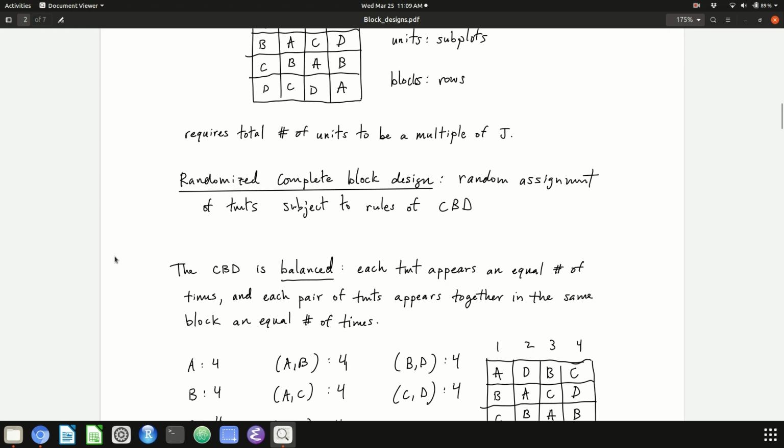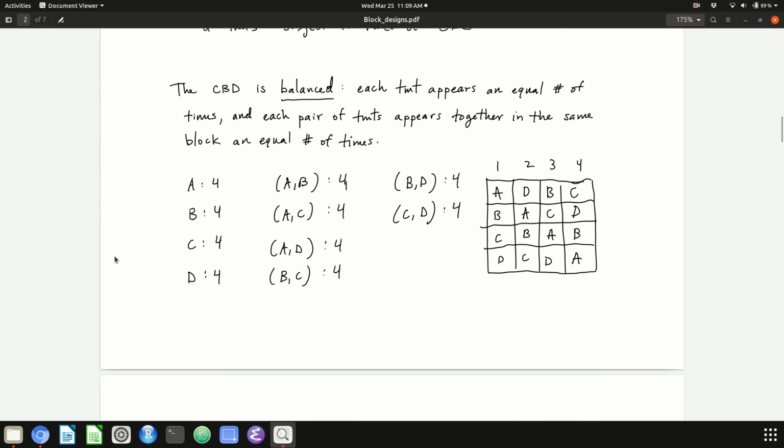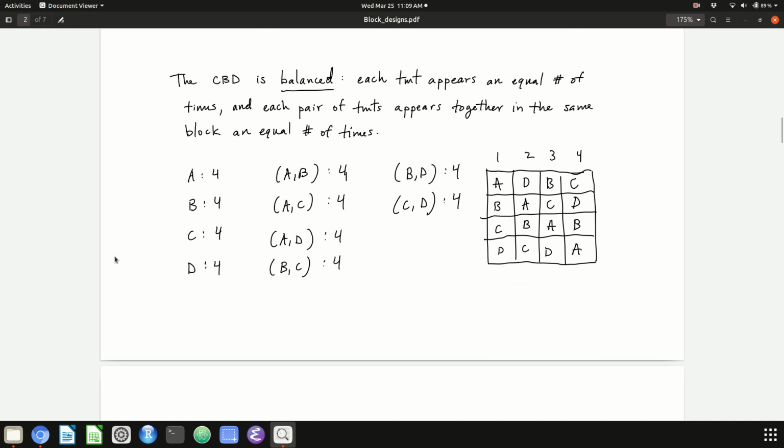Now, the complete block design is a balanced design. So the definition we're going to use for a balanced design is the following. Each treatment appears an equal number of times in total in the experiment, and each pair of treatments appears together in the same block an equal number of times. So let's verify, this is the design. Let's verify that the complete block design is balanced in this case.